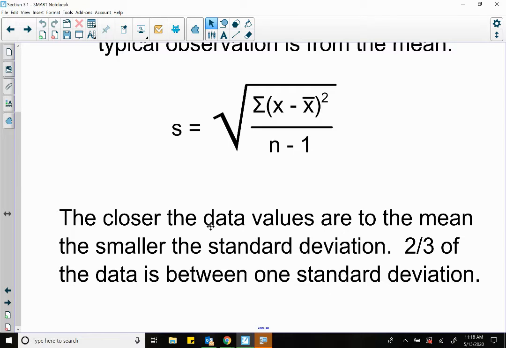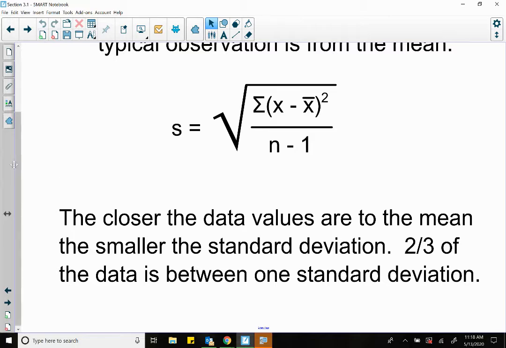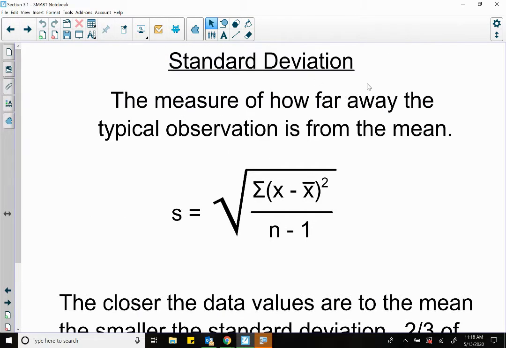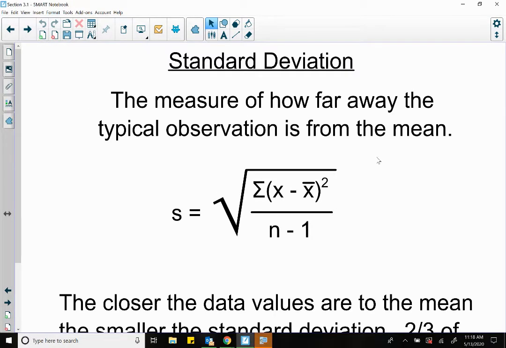So this talks to us about the variability of our data. We use the mean to talk about what's typical. We use the standard deviation to talk to us about the variability of our data, and it kind of puts a number with the variability. It's pretty cool.